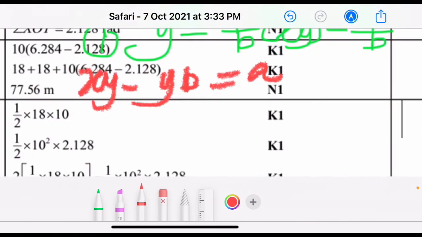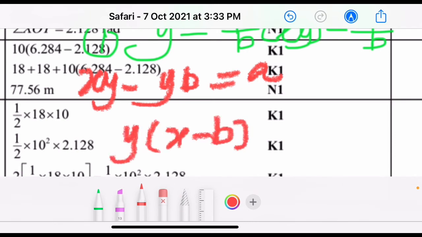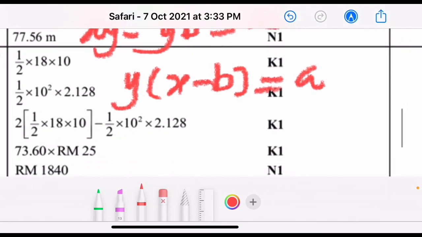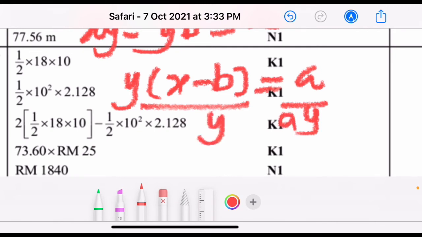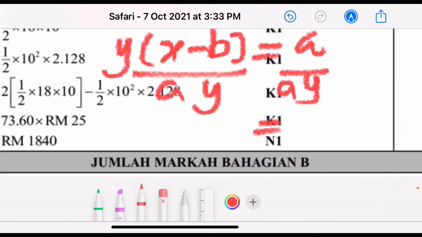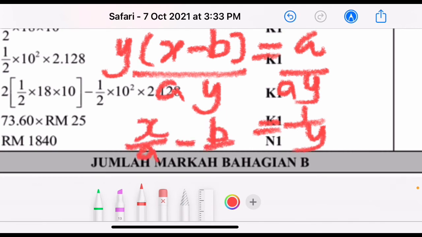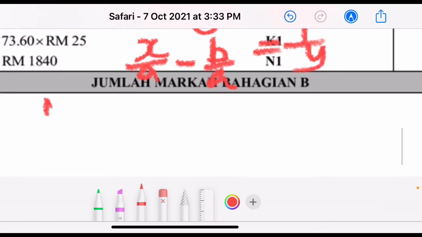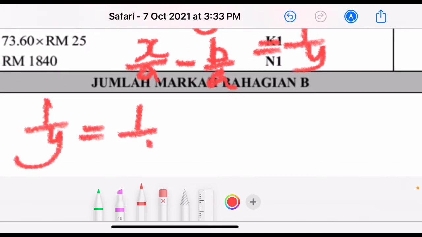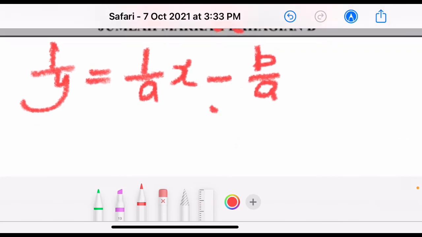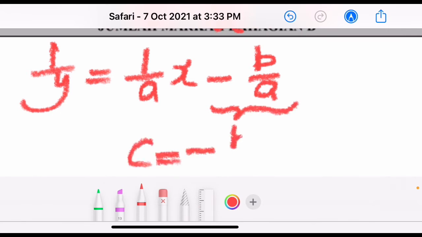For the last part, I'm going to take out the y, factorize, and I will get A. Then I will divide by y, divide by A. So I will get 1 over y is equal to x over A minus B over A. Hence I can say 1 over y is 1 over A x minus B over A. So my y-intercept is this one, so C is negative B over A. So I can substitute the value from just now.